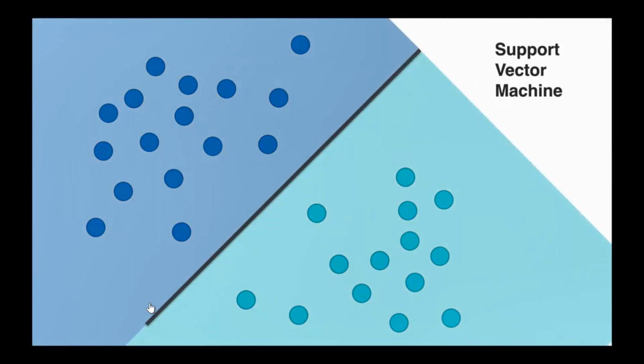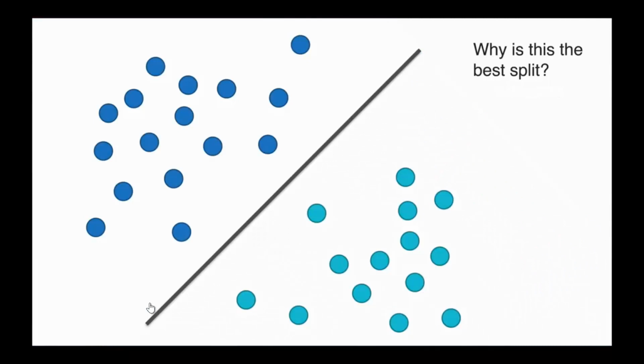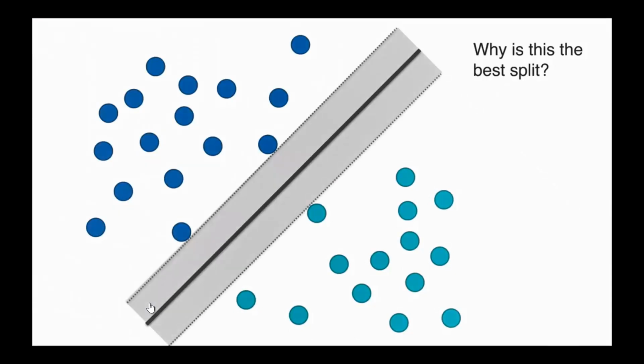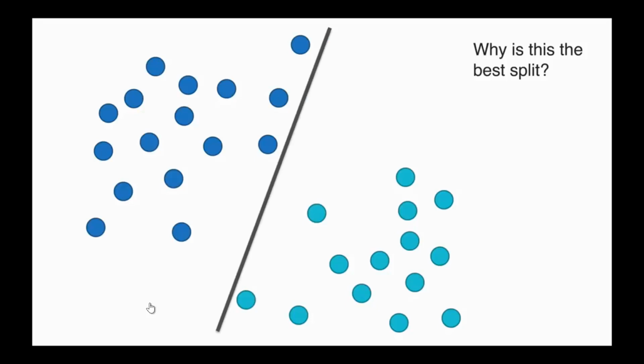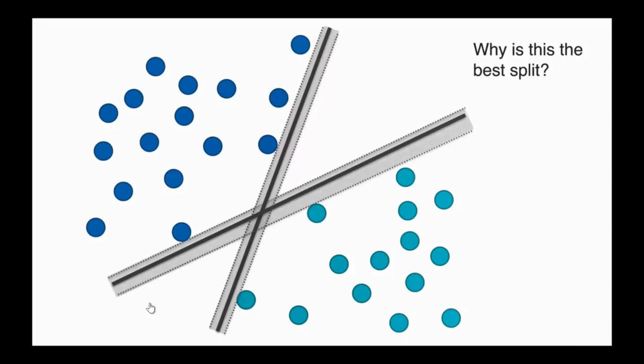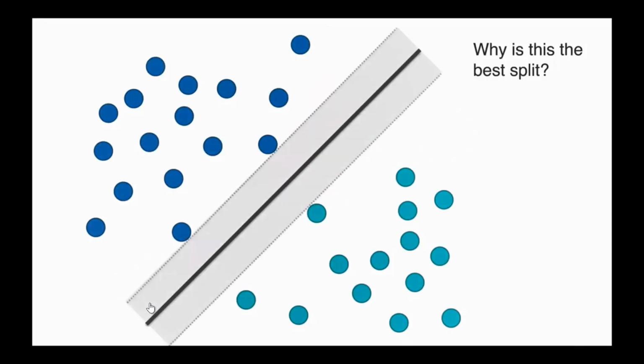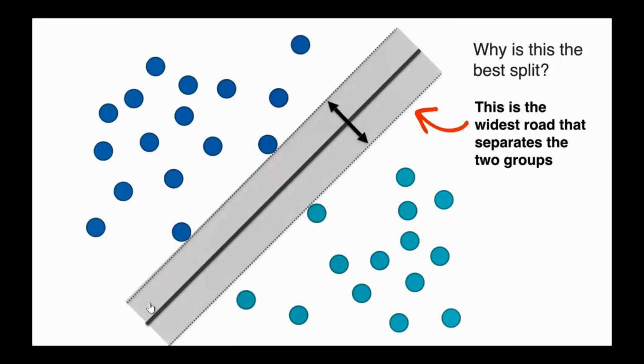So at the end of the day, that's essentially what a support vector machine is. It's this model that best splits the blue and teal sections. So why is this the best split? Well, let's say that the line in the middle is the median of a road, and these are the two lanes of the road. In this case, this is the widest road that separates these two groups. If we go back and look at some of those other lines we had used to split the data, you can see that they create some pretty narrow roads. But this one here is the widest road that separates the two groups.